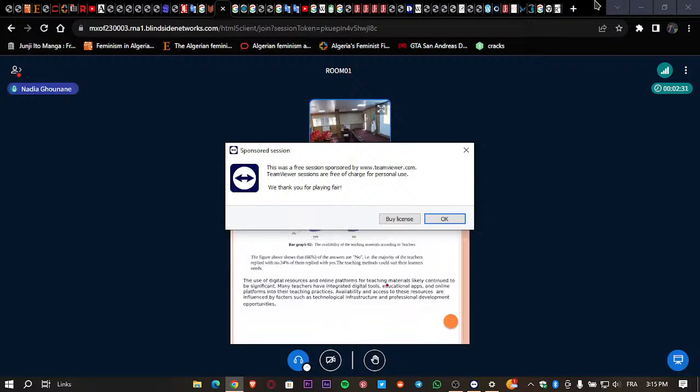Here, there is also a paragraph exposing the availability of teaching materials according to teachers. The figure above shows that 60% of the answers are negative, saying no. The majority of teachers replied with no, and 34% of them replied with yes.